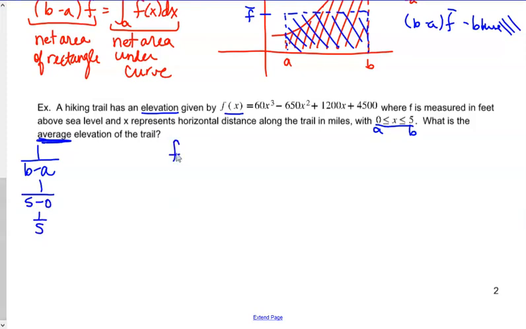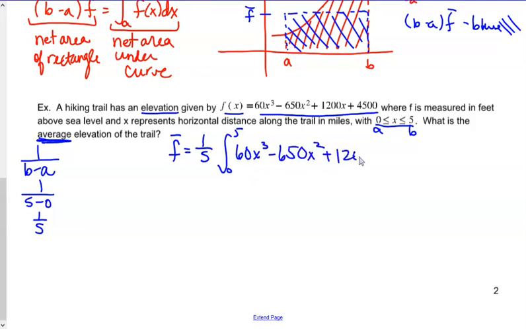So if I want to find that average value, that means I need to do 1 over b minus a times the integral from 0 to 5 of this polynomial. Now don't panic, those are big numbers, but they're not going to scare us when taking this antiderivative. So now I have a definite integral that I need to integrate, then evaluate at 5 and 0 and multiply by 1/5. That's how I find the average value.